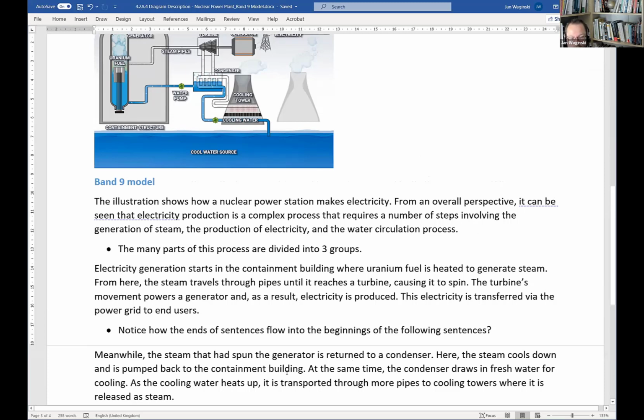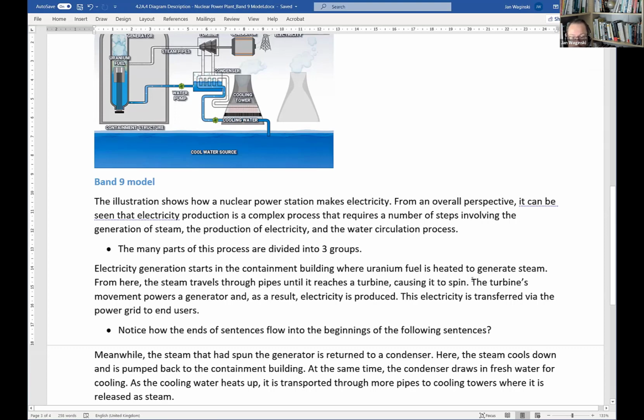Now, something I wanted to talk about, and we haven't discussed this in a long time, just in terms of good writing and writing flow. I want to point out how the ends of sentences flow into the beginnings of the following sentences. Electricity generation starts in the containment building where uranium fuel is heated to generate steam. Steam is the last thing. Generating steam is the last thing in this sentence. From here, the steam, it's the first thing in the next sentence, travels through pipes until it reaches a turbine, causing it to spin. So the turbine spinning is the end of this sentence.